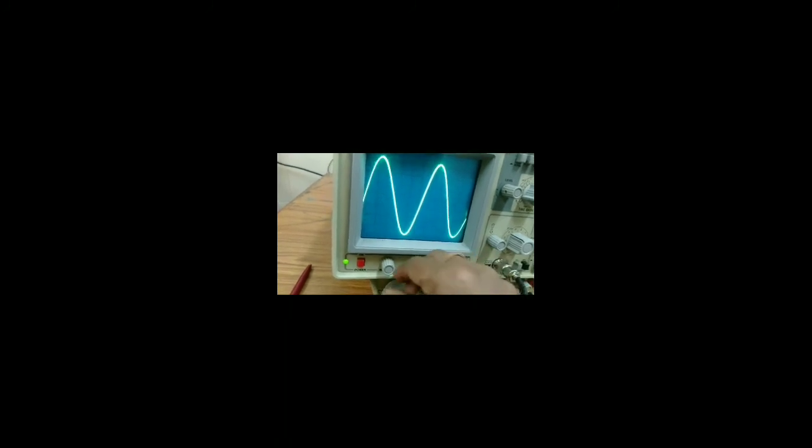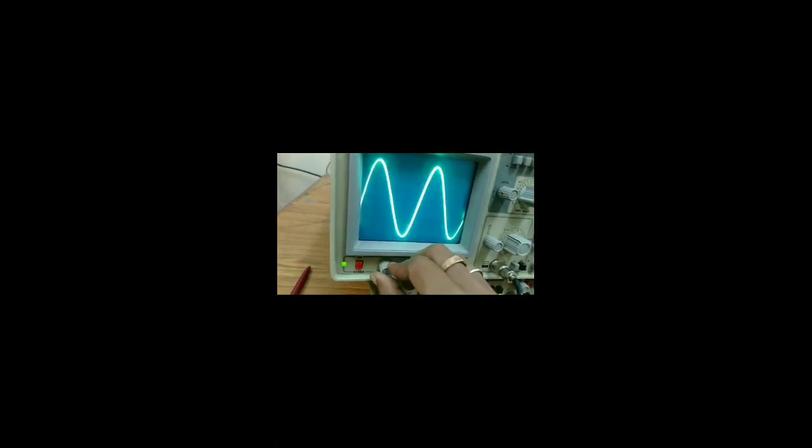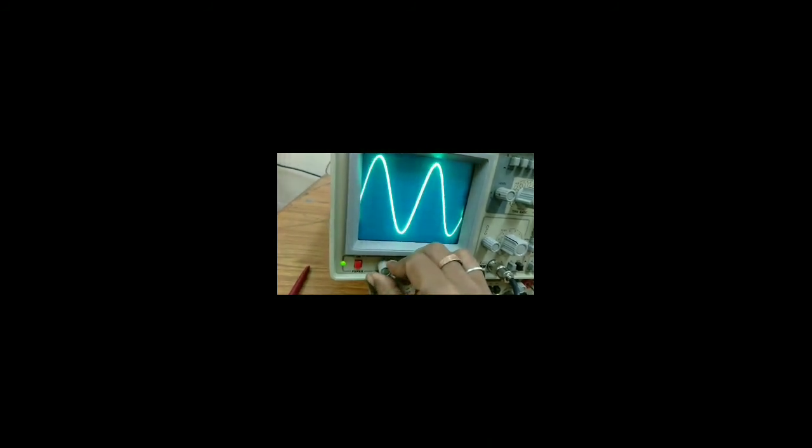See, this is your sinusoidal signal which is taken from the function generator by this BNC cord, and we will see it on the screen. You can vary the brightness of the screen by regulating this knob, and we can vary the intensity of the signal by varying this knob.